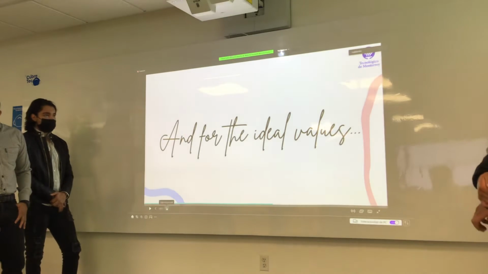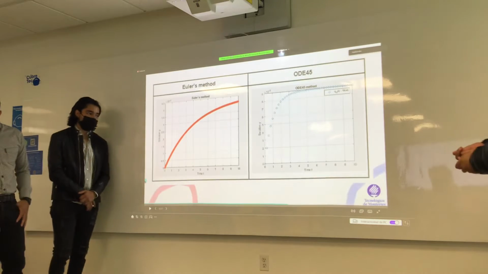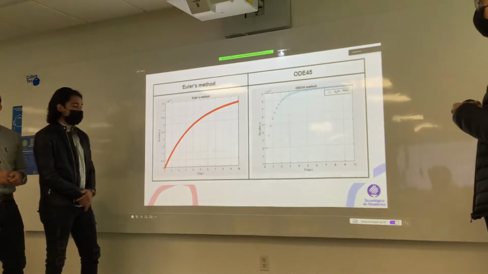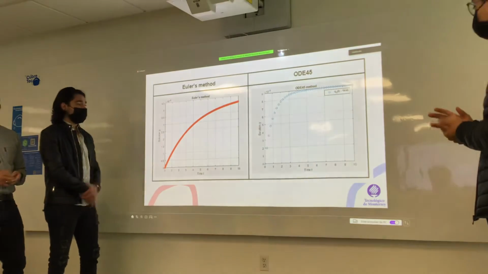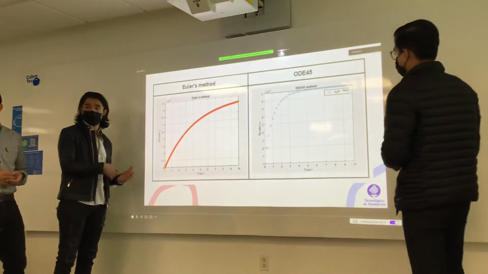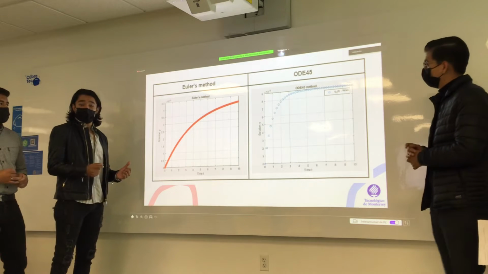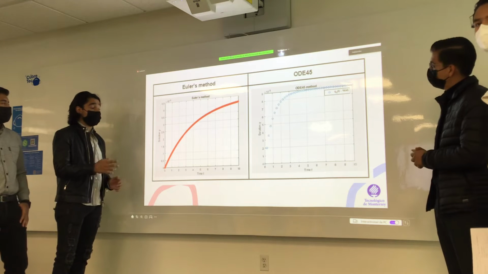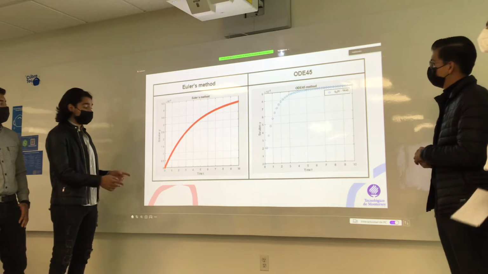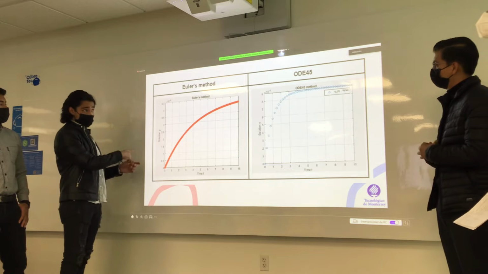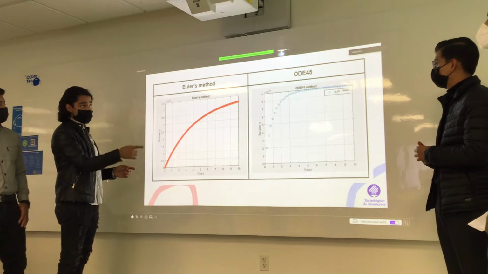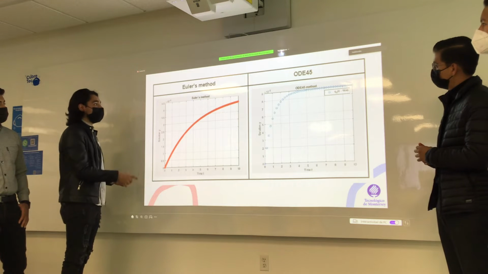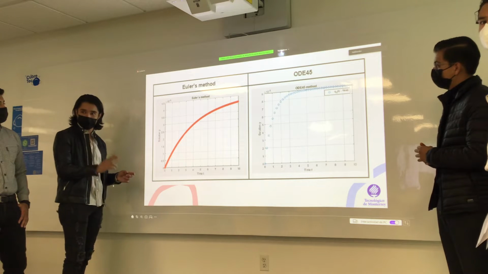For the ideal values, as my partner said, a graph is shown where the capacitor charge rises not so quickly as it does with the experimental values, and it approaches its full charge while time tends to infinity, and this is shown in both methods. But the ODE method is more precise. That's because it rises exponentially, and Euler's method depends on the distance between the points.